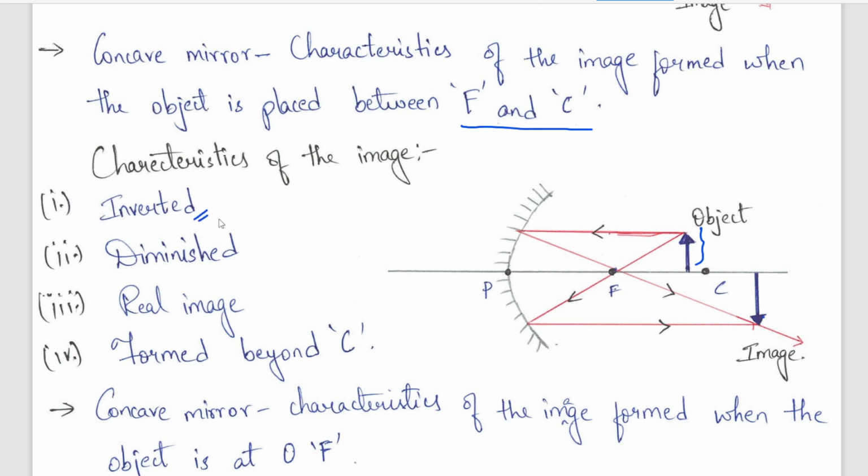The first characteristic is it is inverted, that is it is upside down. And it is diminished in the sense it is smaller in size than the original size of the object. Third one is it is a real image, that is it can be seen on the screen. Fourth one is formed beyond C. As I said, it is formed beyond the C.